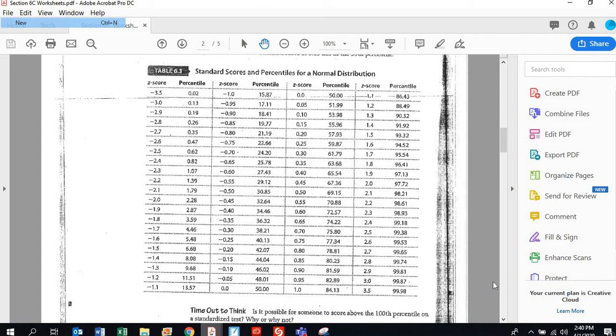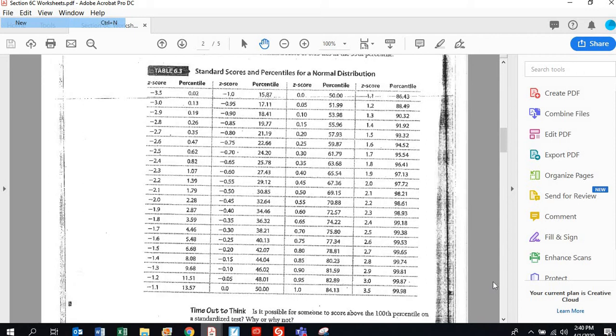Now, these numbers in here, you'll notice that they get bigger and bigger. At zero, what do you get? You get 50, because if your z-score is zero, you're at the mean. 50% of your data is to the left of the mean, right? 50% is above it, 50% is below it. So these percentile numbers are slightly different. I'm not giving you percentages between two values. I'm giving you percentages to the left of the value.